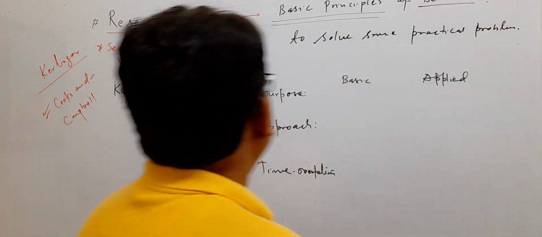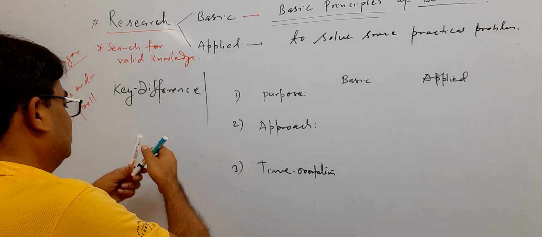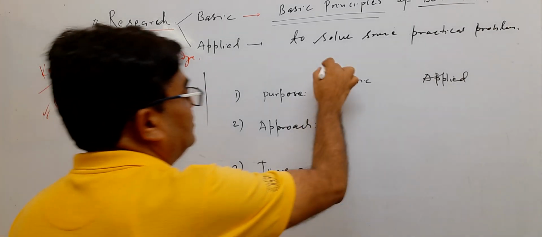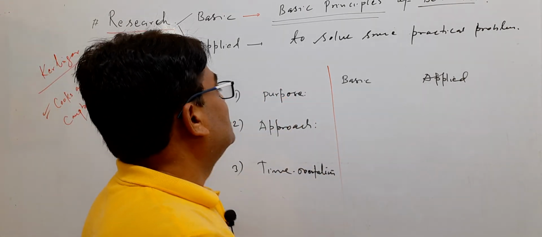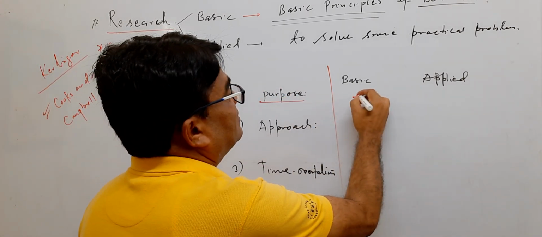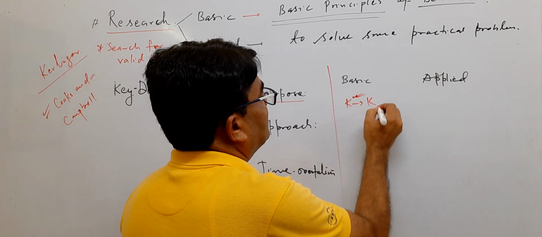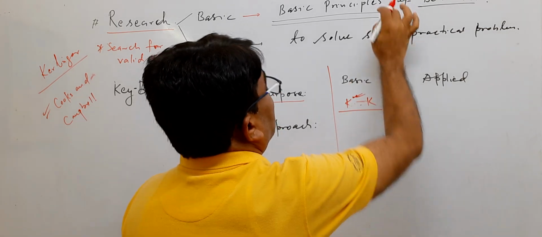Getting it? So basic research and applied research, what are the key differences? If you analyze the difference, this has been asked in questions. See, you differentiate things on common parameters. So what is the purpose? I have just said this: knowledge for the sake of knowledge, means to discover principles.